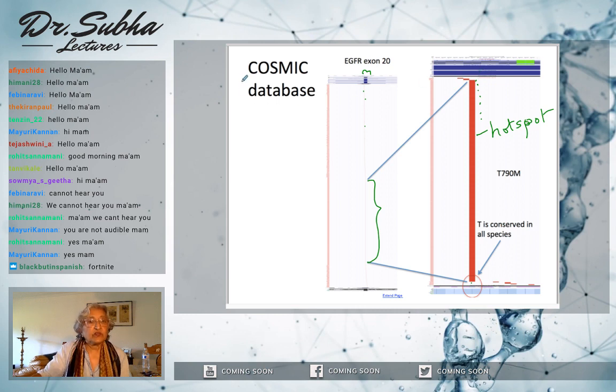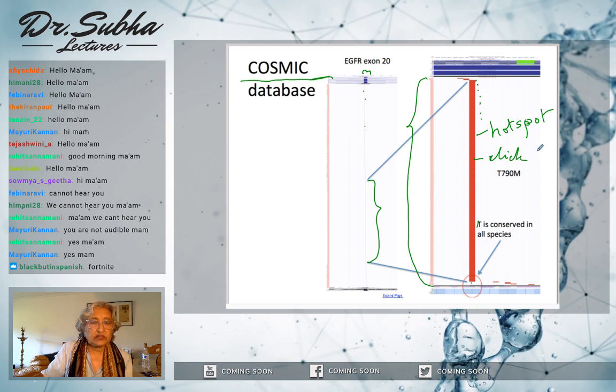Why am I focusing on the COSMIC database? The COSMIC database has 1 million tumor samples sequenced. I think mostly exome, some could be genome, but these are all cancer samples. So in the vertical here, these are all cancer samples in which they have found this particular mutation. When you click on any one of these mutations on the UCSC browser, it will tell you which type of cancer it came from. So the majority will be lung cancer.